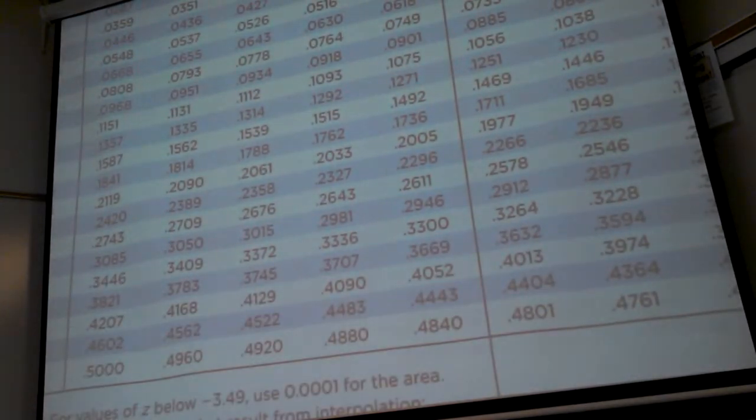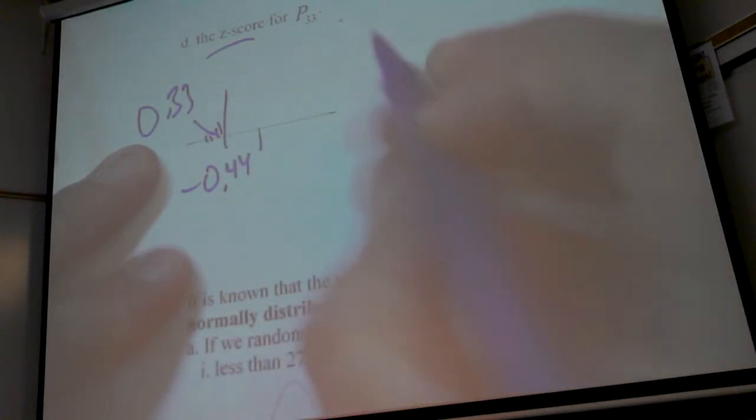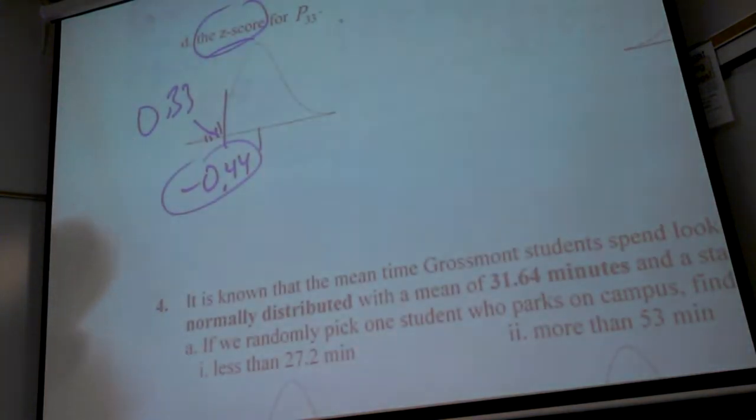This is what I meant earlier when I said you have to tell yourself, do I have a z-score right now or do I have an area right now? Because it's going to totally change what you do. If you have a z-score, you look on the outside. If you have an area, you look on the inside, and then you look out to see the z-score. So my z-score for this problem is negative 0.44. I'm done. I found the z-score for P33. Negative 0.44 has 33% below it.